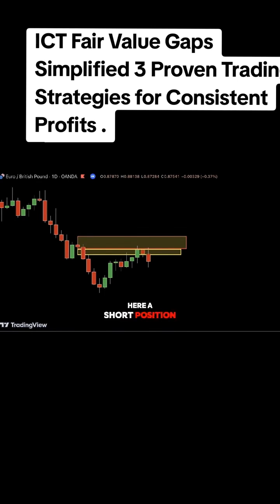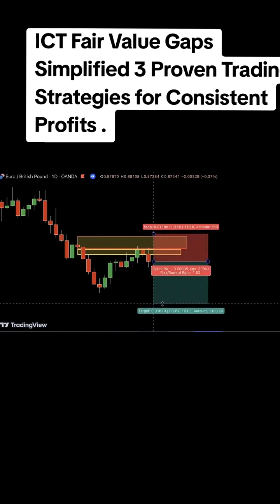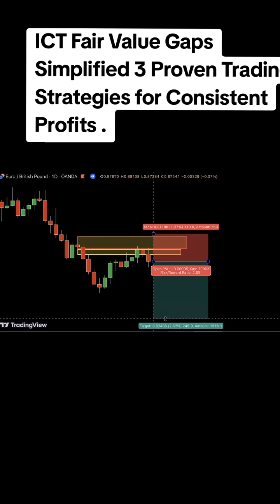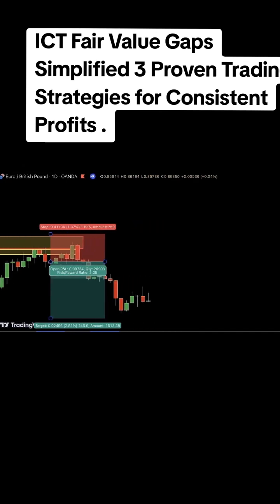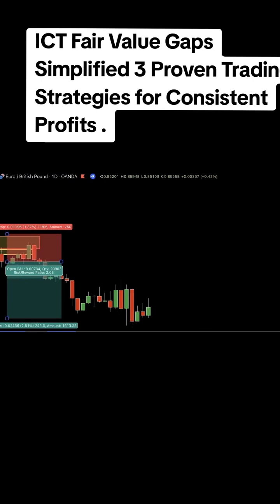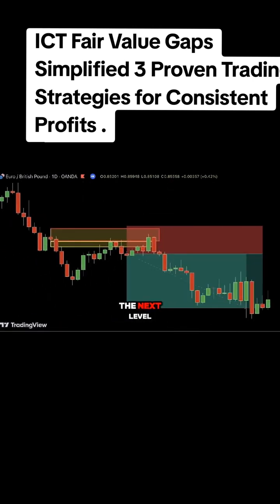Here, a short position is entered once the rejection candle closes below the order block. The stop loss is placed above the order block, and the take profit target is set at the next support level. As the price drops from this confluence zone, the trade results in a profit. And there you have it, everything you need to know about trading with fair value gaps, plus some advanced strategies to help you take your trading to the next level.